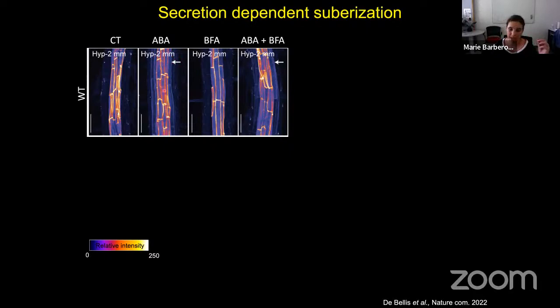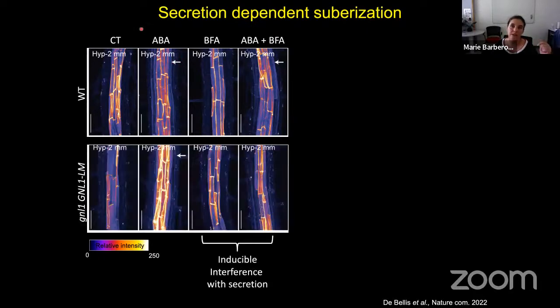When we do that, we use a specific background that is a BFA-sensitive GNOM-like one. That's a background where, if you don't put BFA, it behaves like a wild-type plant, but if you apply BFA to the plant, secretion is blocked after the ER. So in this background, without BFA, when we don't interfere with secretion, we have suberin deposition in the cortex, but when we apply BFA, there is no deposition in the cortex.